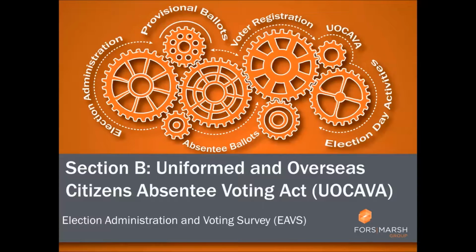In this video, we'll be reviewing Section B of the Election Administration and Voting Survey. Section B covers the Uniformed and Overseas Citizens Absentee Voting Act, or UOCAVA.